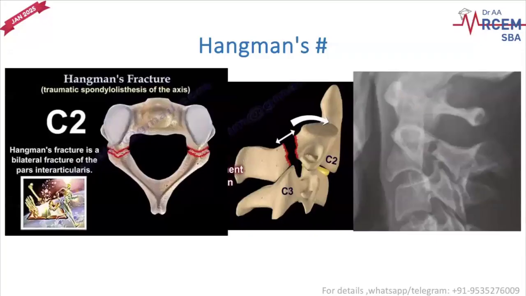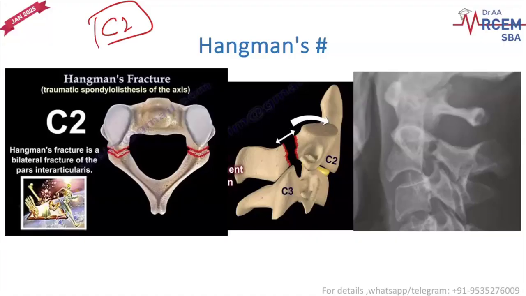What is hangman's fracture? It is a C2 fracture. It is known as hangman's fracture. The name came as hangman's because it was very commonly seen when hanging was taking place in the UK. Now hanging has come down. Almost rarely does anyone undergo a hanging. That's why it is more often just a C2 fracture, but the name still remains and they call it a hangman's fracture.